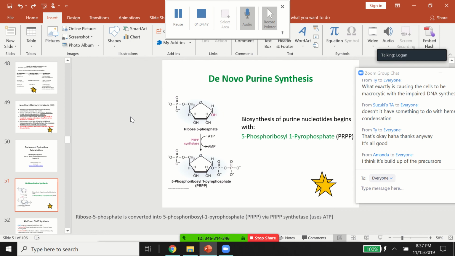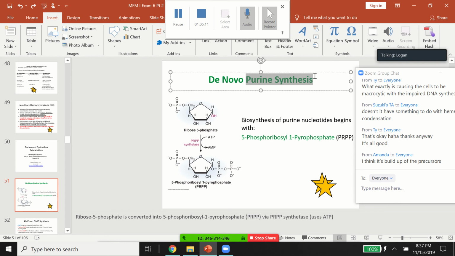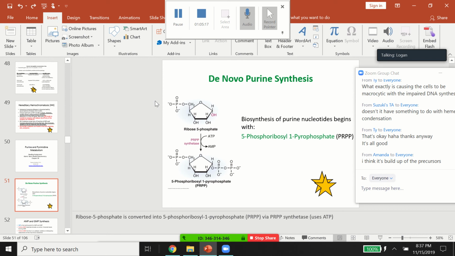So purine and pyrimidine metabolism. It's important to know the different pathways for these. So de novo purine synthesis. The main thing here for this slide, of course, is PRPP, or PRPP synthetase. Honestly, it's probably more important than the actual product here. But anyway, very start for purine synthesis. Make sure you know that this is de novo purine synthesis, because there are salvage pathways and other kinds of pathways that you can get purine. First step, ribose 5-phosphate to form PRPP via this PRPP synthetase.